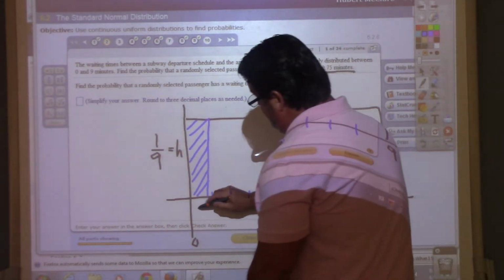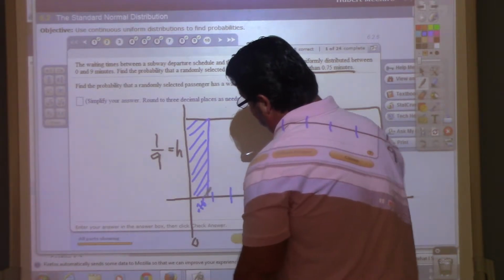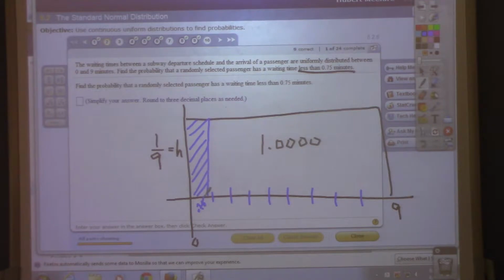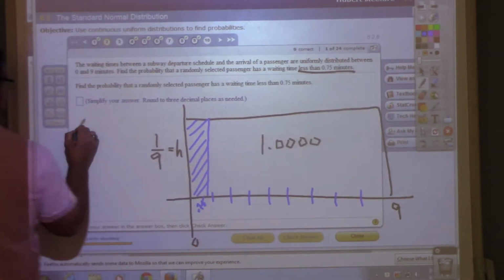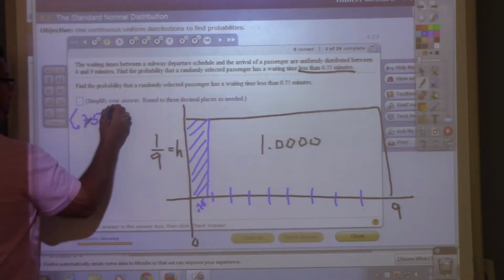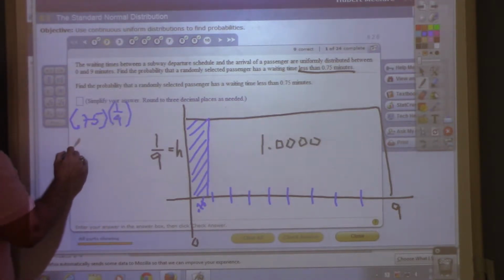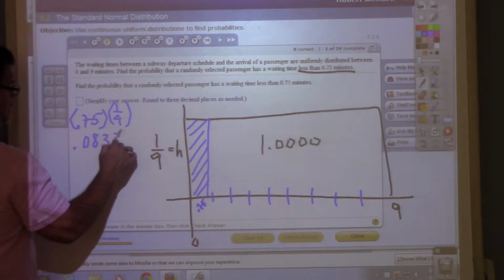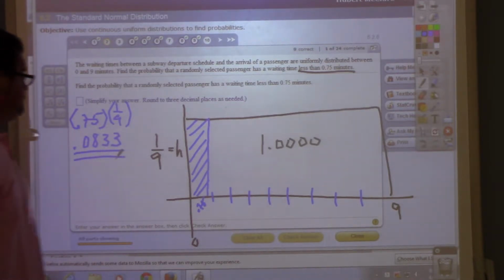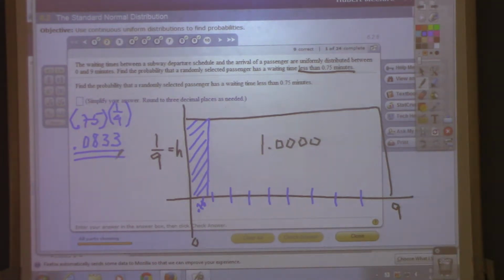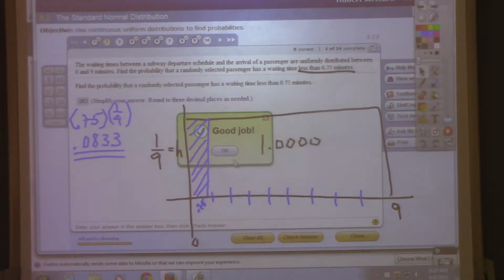So this one's easy because you don't have to do any figuring. You know that base is what? 0.75, so it'd be 0.75 times 1/9. Somebody tell me what you get. 4 digits, please. 0.0833. So you got an 8% chance of waiting less than a minute, or 0.75 minutes. 0.083. And you feel good about yourself.